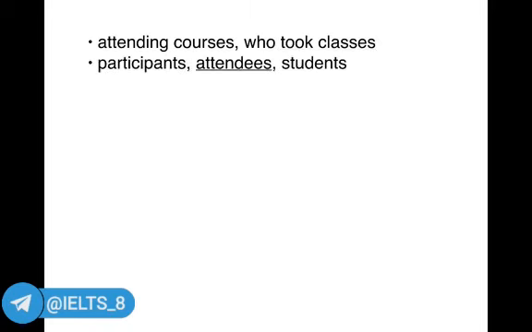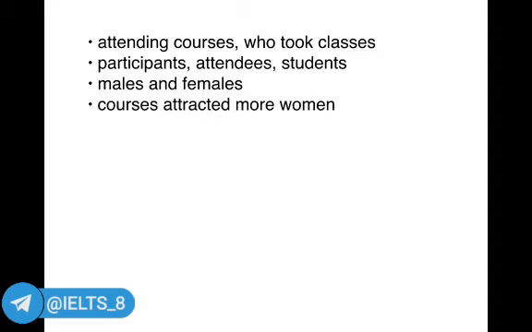Starting with attending courses, that was from the question, and I used who took classes. I also wrote about participants, attendees and students, and males and females instead of men and women. Courses attracted more women. Instead of saying women attended courses, the courses attracted women. I've changed the order around and used the verb attracted.